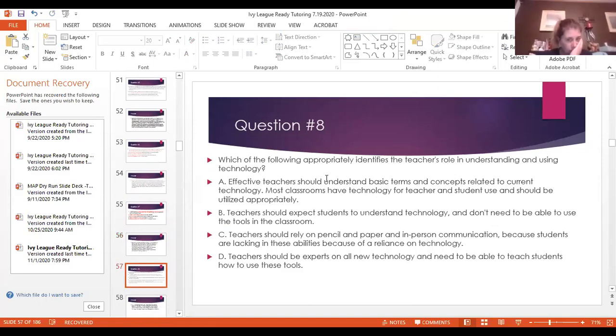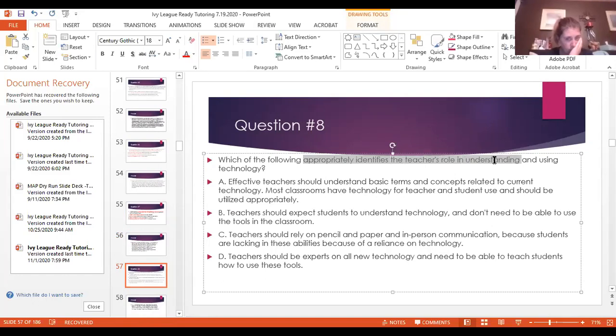So which of the following appropriately identifies the teacher's role in understanding and using technology? So what is our role here? A, effective teachers should understand basic terms and concepts related to current technology. Most classrooms have technology for teacher and student use and should be utilized appropriately. B, teachers should expect students to understand technology and don't need to be able to use the tools in the classroom. C, teachers should rely on pencil and paper and in-person communication because students are lacking in these abilities because of a reliance on technology. D, teachers should be experts on all new technology and need to be able to teach students how to use these tools.